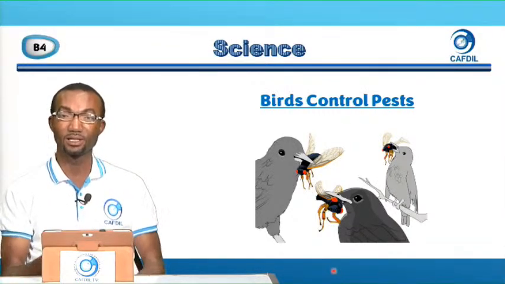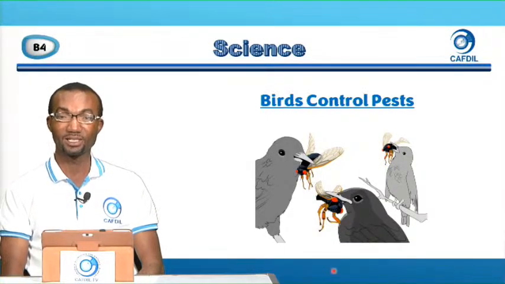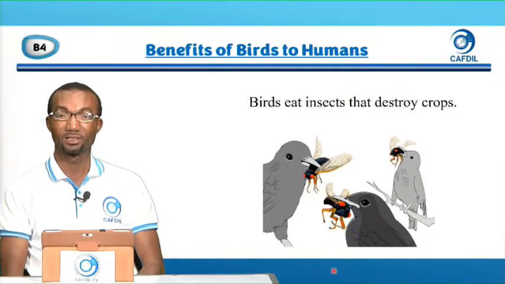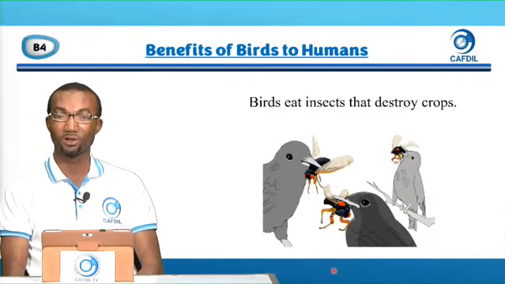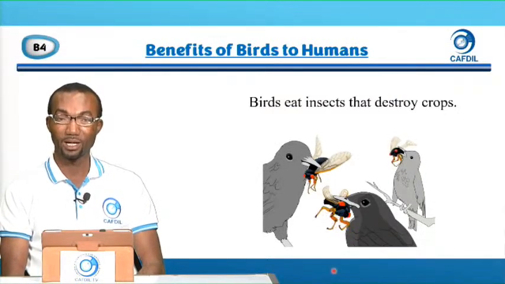When it rains, you see that we have some insects that normally come when you put on the light at night. Some of these birds help eat some of these insects away. So birds help control pests. They eat insects that destroy crops or insects that can be harmful to us.